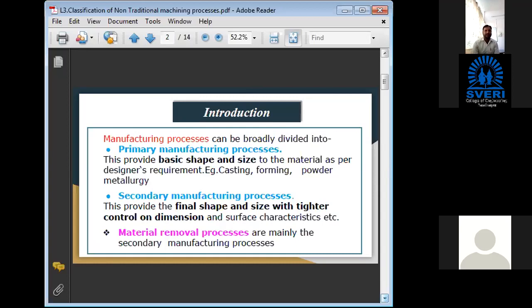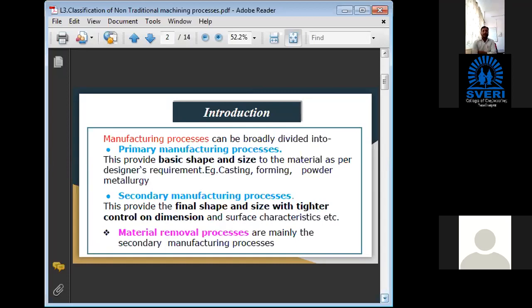That is the traditional machining process, like casting, forming, powder metallurgy. So these are the primary manufacturing processes, which provide us the basic size and shape as per the requirement of your component. And the other processes are the secondary manufacturing processes.